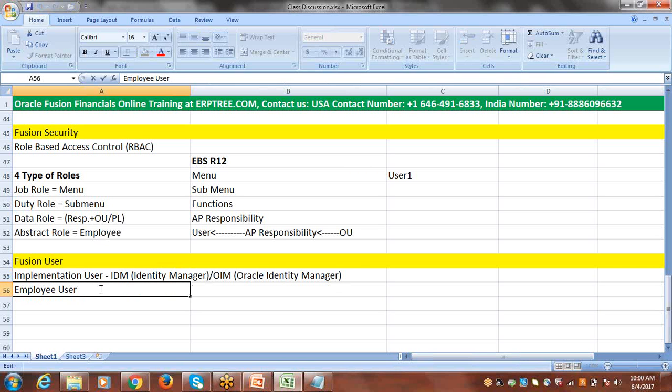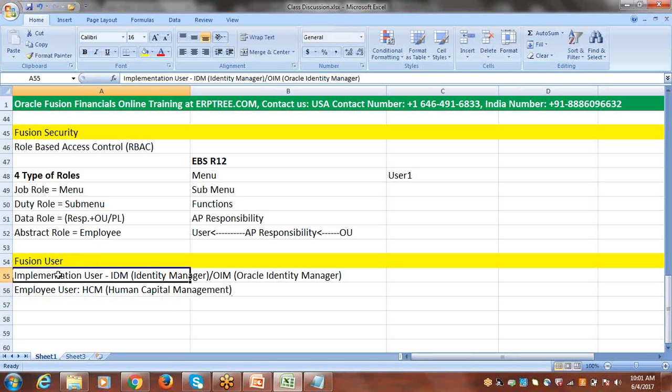And from where can we create the employee user? The employee user we can create from HCM. HCM stands for Human Capital Management. It is the product family for HR, payroll, compensation management, talent management, time and labor, and many other HR-related applications, all of which are part of HCM. So the implementation user you can create from IDM, and the employee user you can create from the HCM application.